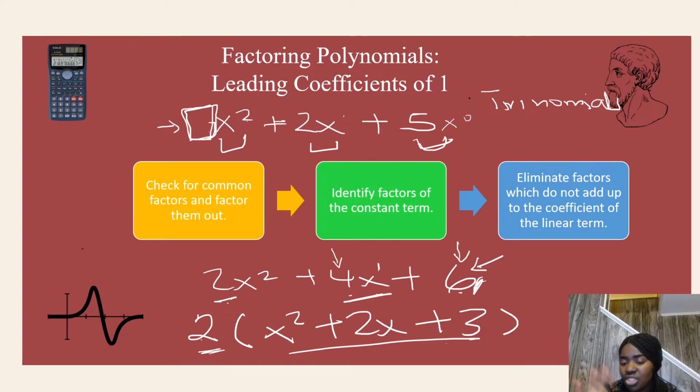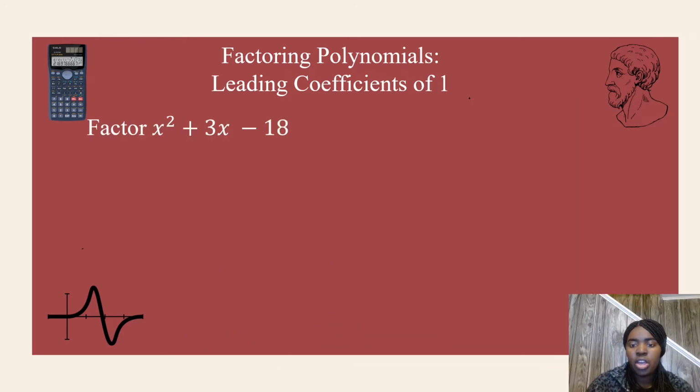This is just a lot of talk. Let's do a practical example, okay? Here we have our trinomial, a polynomial of 3 terms, and our leading coefficient is 1. Again, the leading coefficient is the coefficient of the term with the highest power. We have 2 as our highest power, so our leading coefficient is the coefficient of x squared, which is just 1, the one in front of x squared.